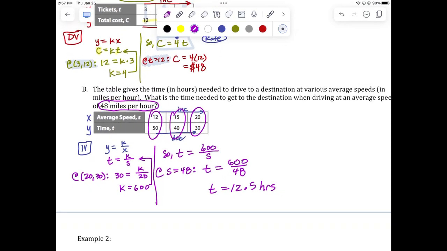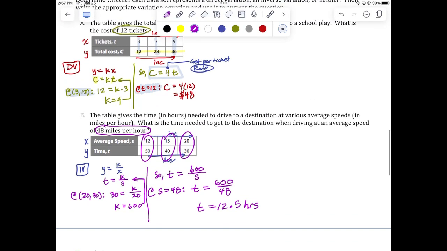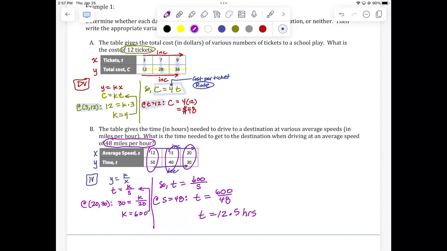Okay? So there you go. We did one direct variation. We did one inverse variation. Notice the format is exactly the same, right? Yeah. You write the equation, you plug in the ordered pair and solve for k. You write the equation, and then you plug in your new value every time, every single time. And if your notation doesn't look like this, try to step up your game.